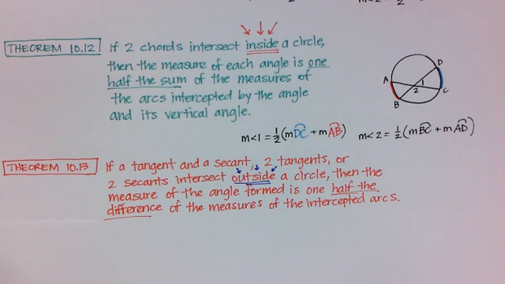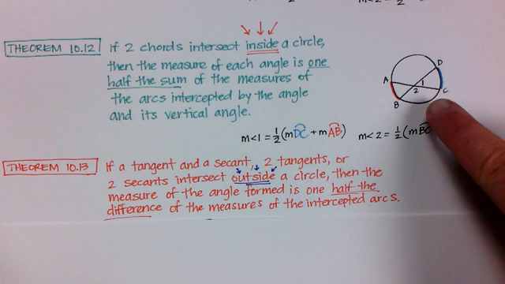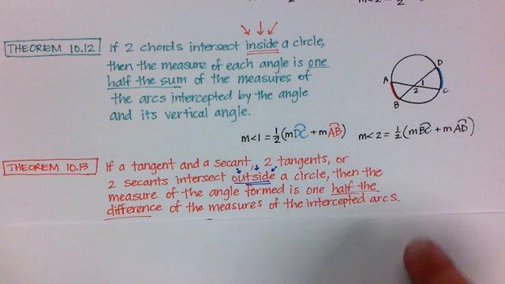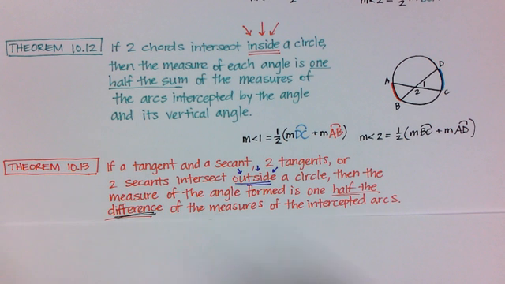And there's a whole lot going on. Let me cover that up for a moment. Theorem 10.13 says if a tangent and a secant, or two tangents, or two secants intersect outside a circle, so up here they were intersecting inside, now it's outside, then the measure of the angle formed is 1/2 the difference, so not the sum, but the difference of the measures of the intercepted arcs.